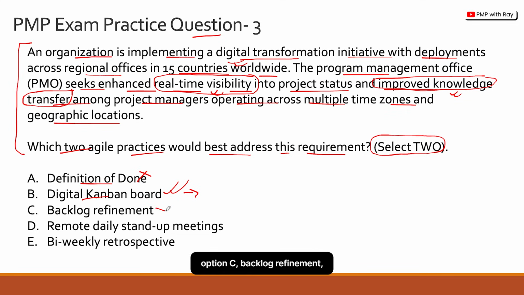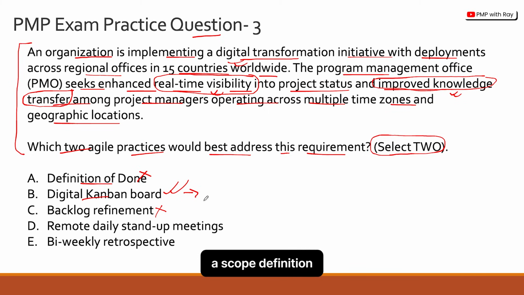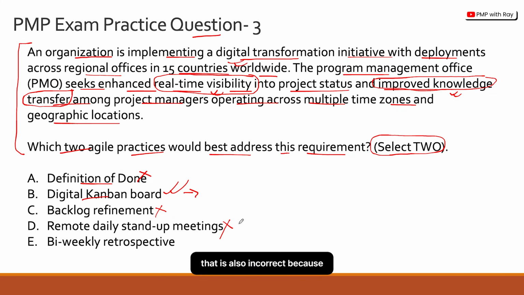Okay, option C, backlog refinement, incorrect, because again, backlog refinement is a scope definition or scope refinement process. It is not directly related either to real-time visibility or to improved knowledge transfer. Okay, let's look at option D, remote daily stand-up meetings. Again, that is also incorrect because daily stand-up meetings are what?